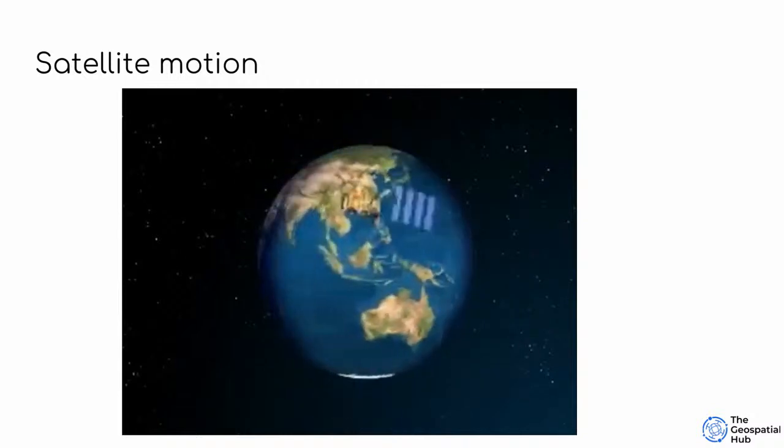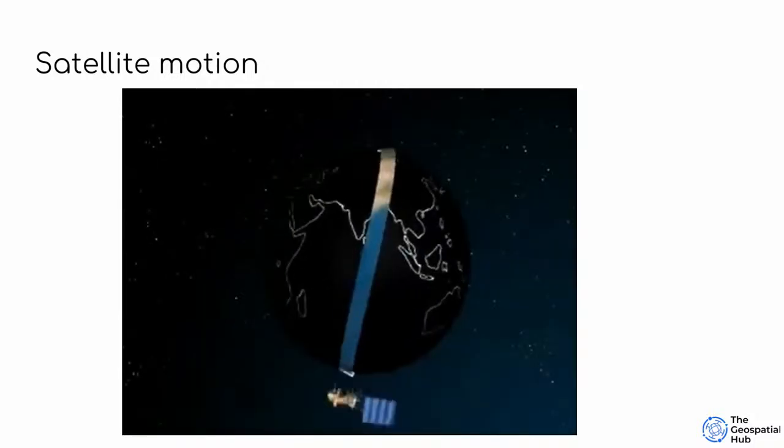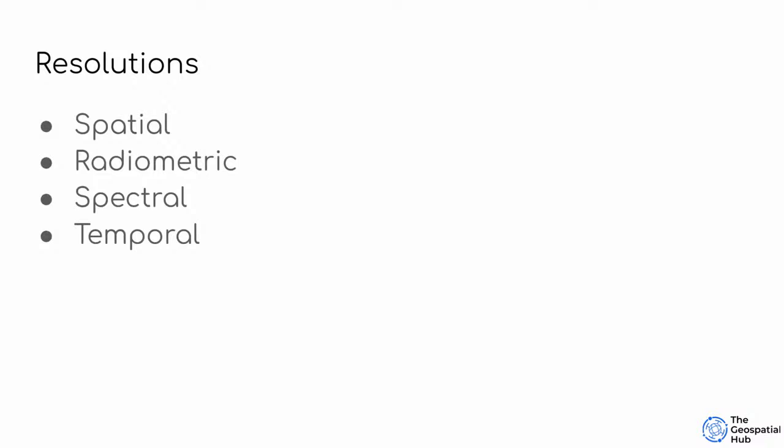And now it's covered the entire Earth. So next up, we'll be talking about resolutions. We'll be talking basically about 4 types of resolutions: the spatial resolution, the radiometric resolution, the spectral, and the temporal.